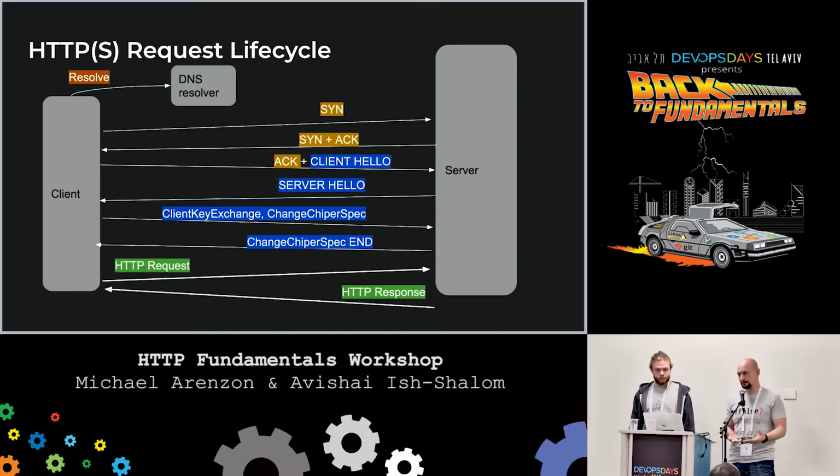So let's go through the connection initialization. We have the DNS resolver again. We have a DNS request, which resolves to an IP address. Then using that IP address, we open a connection to the server, and we do the SYN plus ACK, and then another ACK. And with that ACK, we already initiate the TLS handshake.